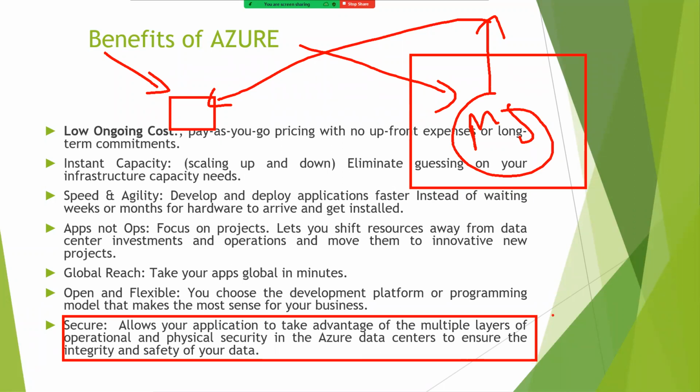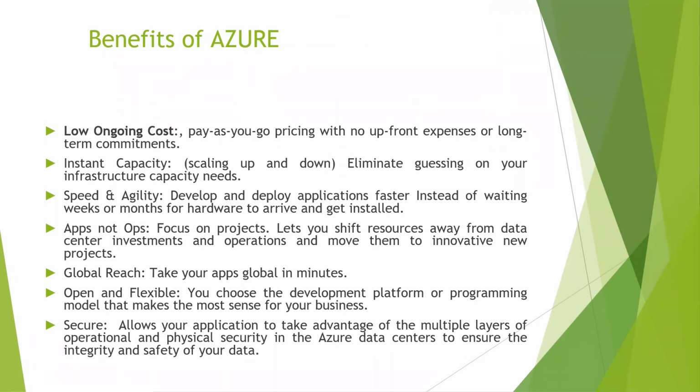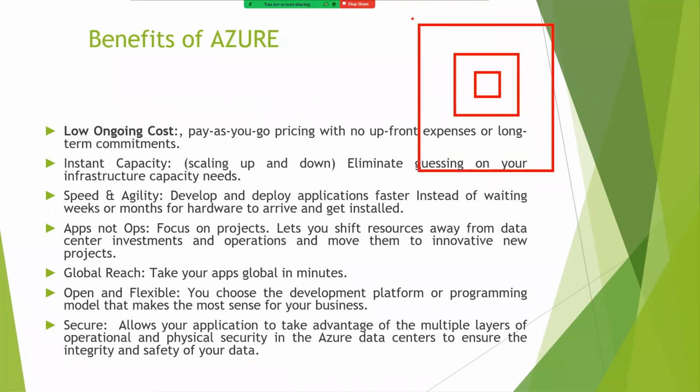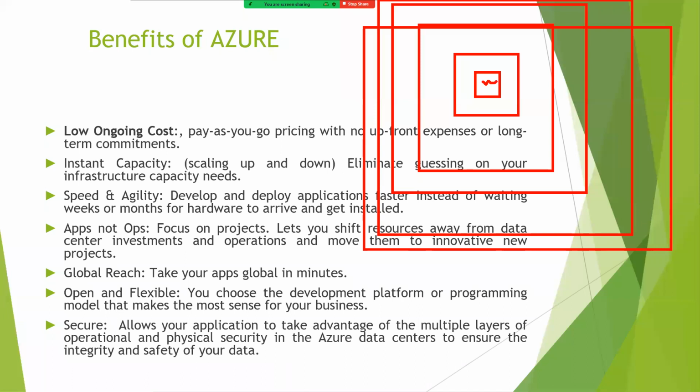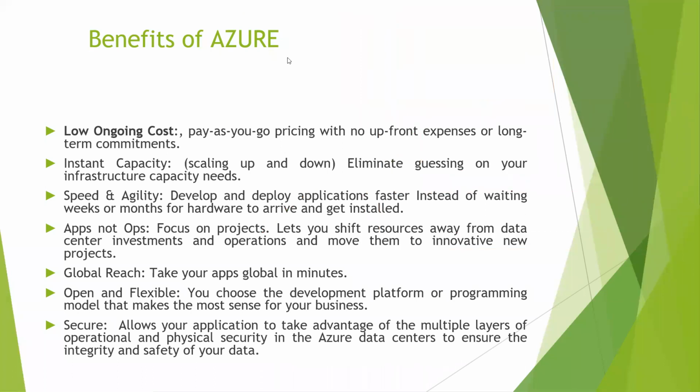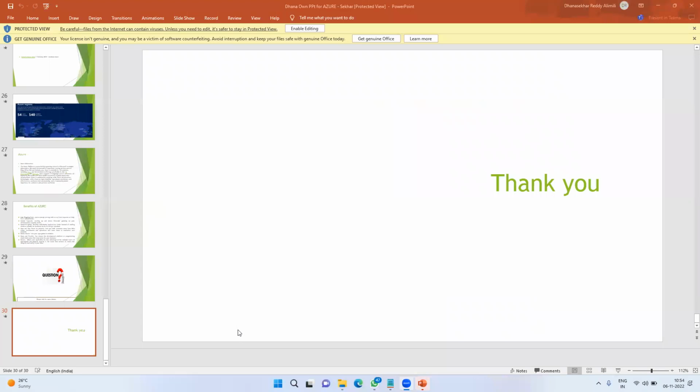Why? Because they are maintaining the security at different levels. One is data level, networking level, SSH level, and the other is firewall level and port level. Many levels they are maintaining. So to hack the data, they have to cross all these layers. That is very impossible. Clear? Next. So that is about security.